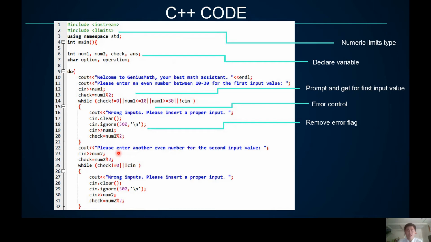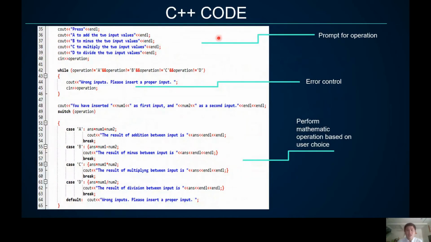We prompt and get num2, and we perform the same error control on num2. After num1 and num2 are obtained, as mentioned just now, we prompt for the operation, where A stands for plus, B stands for minus, C stands for multiplying, and D stands for dividing. When the user does not enter A, B, C, or D, we will tell them, wrong input, please input the proper input again, and we prompt and get the input for the operation again.